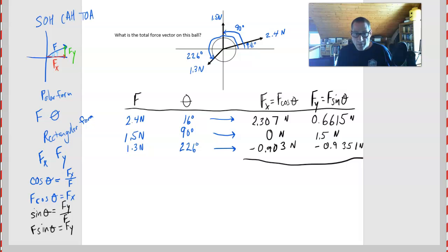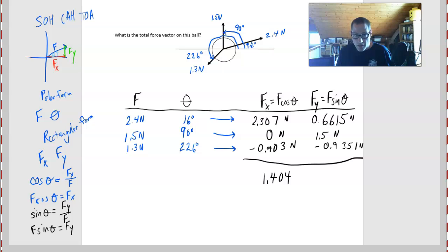So it's 2.307 plus nothing minus 0.903. That gives you 1.404. It's a positive value.